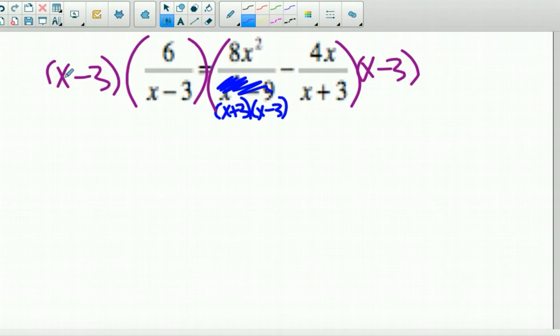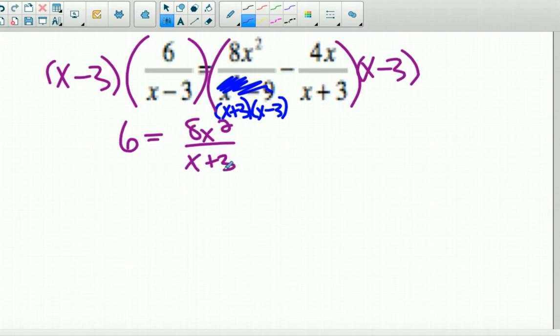So we have x minus 3 times 6 over x minus 3. These would cancel, and I would just be left with 6. Then on the right side, I would have to distribute this to both. When I distribute it to this term, the x minus 3 and the x minus 3 cancel, so that keeps my life easier. So it's just 8x squared over x plus 3.